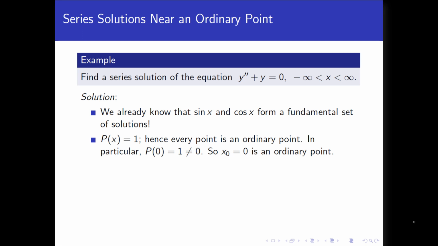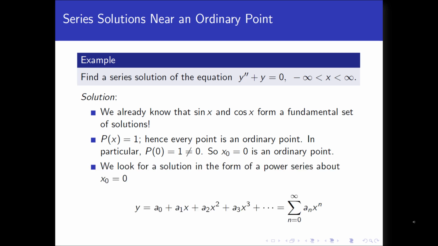But before, we need to classify the set of ordinary points. Since p of x is equal to 1 for all x, every point is an ordinary point for this differential equation. In particular, 0 is an ordinary point, and we will choose x0 to be equal to 0 for simplicity. We assume a solution y given as a power series, which is the sum from 0 to infinity of a_n times x to the n.